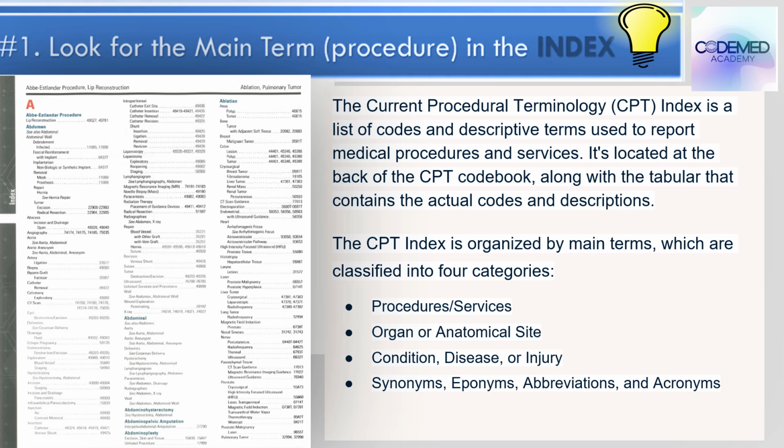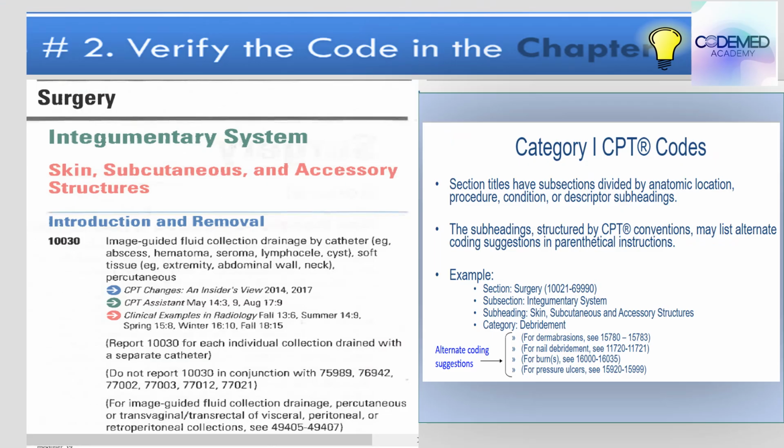So the first is to look up the main term in the index. We all know what the index looks like and what the different codes are, like either there will be a range of codes, or multiple codes, or a single code. And the index is arranged in alphabetical order by taking the name of the procedure or the services or the organ or anatomical site.